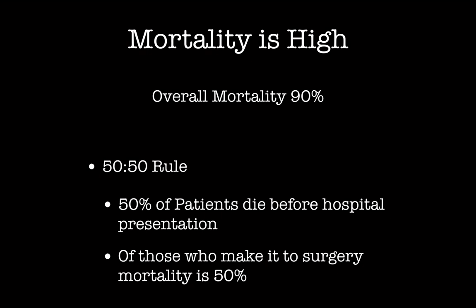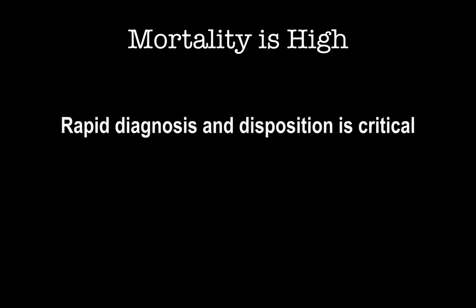So this brings in the 50-50 rule, which is an important concept to remember. 50% of patients die if their aneurysm ruptures before they even reach the hospital, which means that they can't have any chance of being saved. And of those that make it to the hospital with a ruptured abdominal aortic aneurysm, only 50% make it then. So it's really important to diagnose this early on so that you can treat this condition before it ruptures. So rapid diagnosis and disposition is critical. And that means that screening, potentially bedside screening, is an important component of management of this disease.